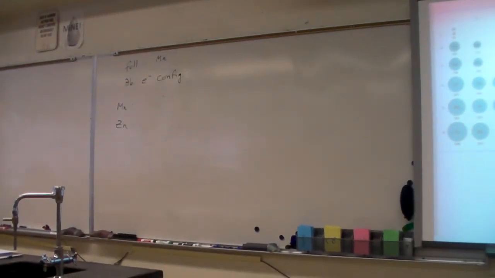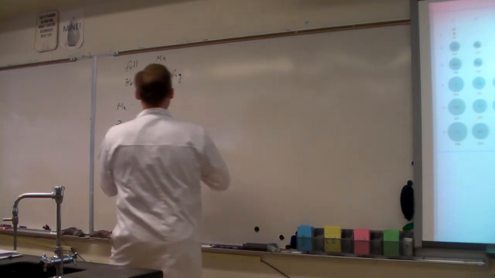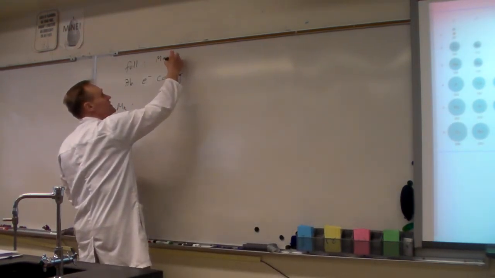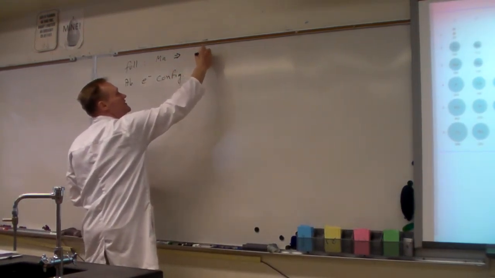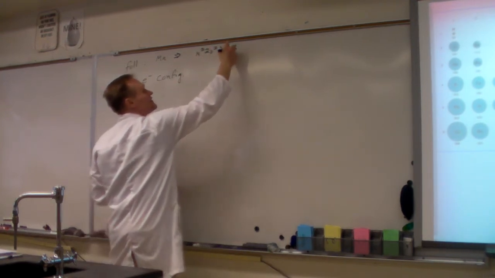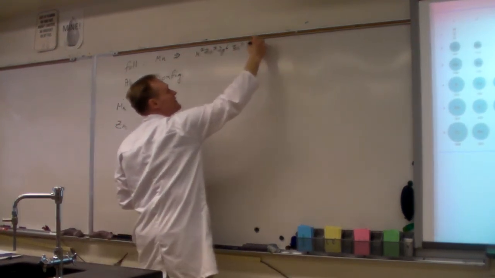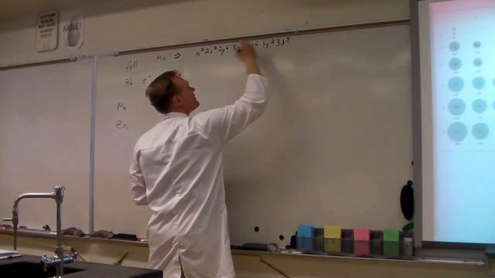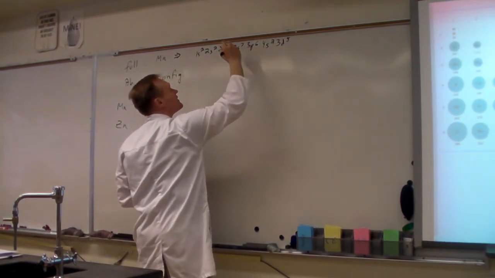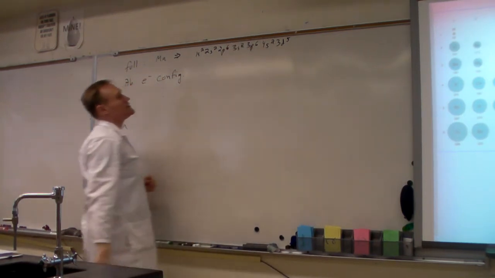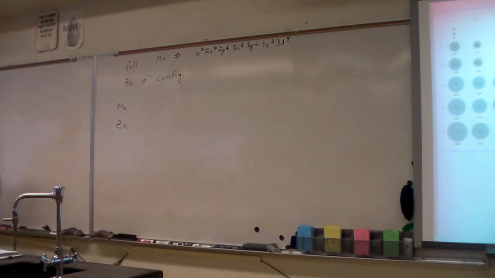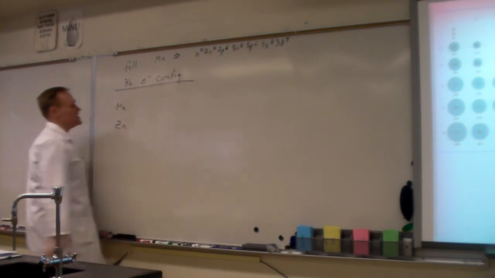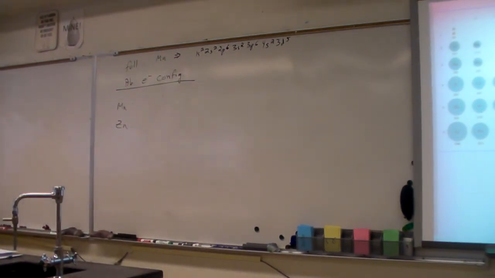We've got the full electron configuration for manganese. What is the full electron configuration for manganese going to be? 1s2, 2s2, 2p6, 3s2, 3p6, 4s2, 3d5. There we go. All right, and then from here on out, I'd like to do the abbreviated electron configuration for them instead.